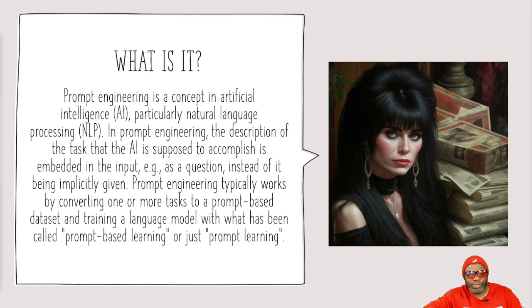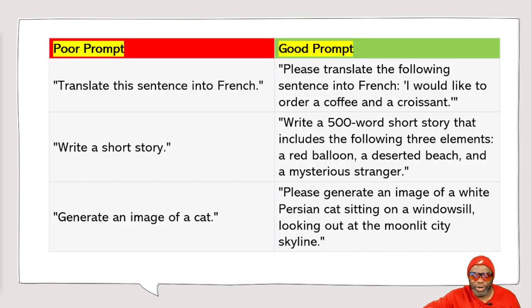I'll give you a few examples really quick of good prompts and bad prompts. Here's a poor prompt. Translate this sentence to French. No sentence given. Good prompt. Please translate the following sentence into French. I would like to order a coffee and a croissant. So you're giving it more specific information.